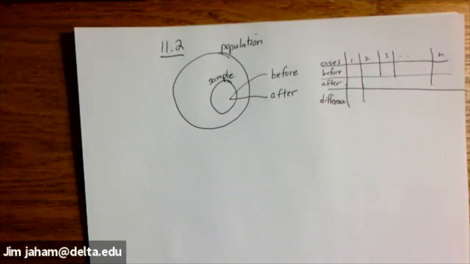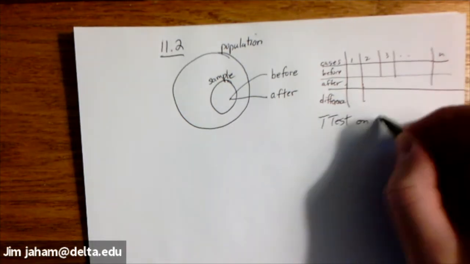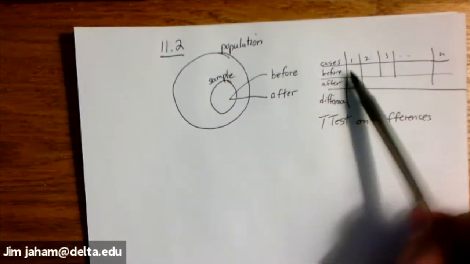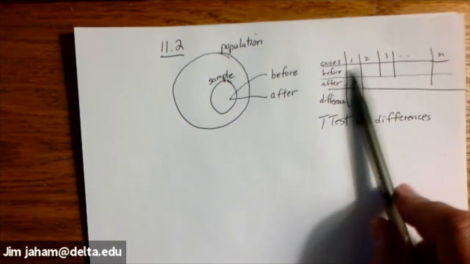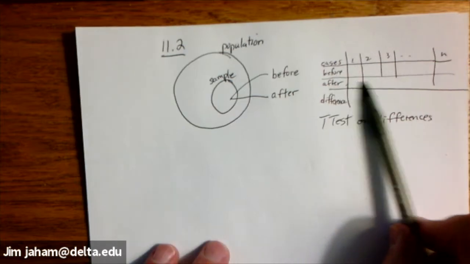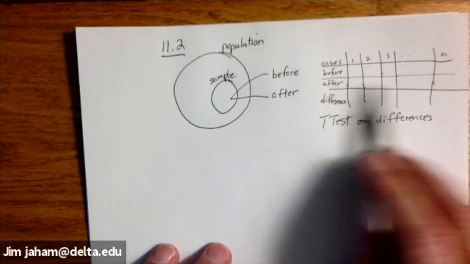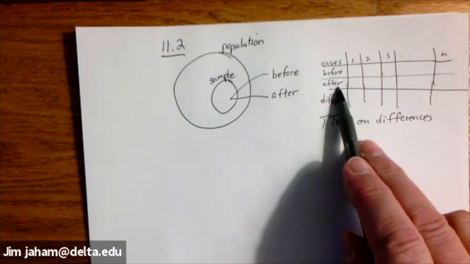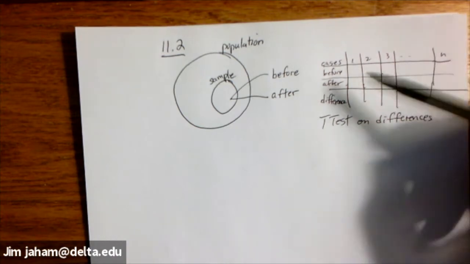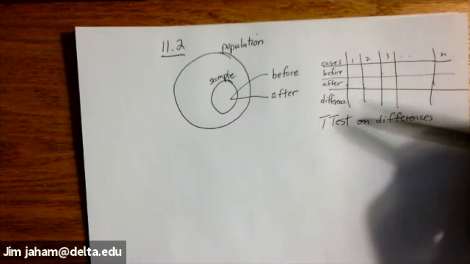And we're going to do a t-test on the differences. So even though we have n different data values for the before measure, and another n for the second set of data, which would be the after, and we could calculate the mean before and the mean after, what we do instead is we take this before and after measurement and subtract them to get the difference, and then we run a t-test.